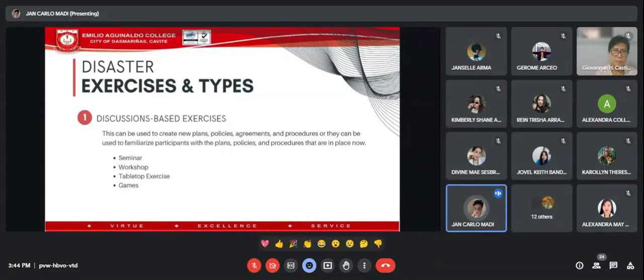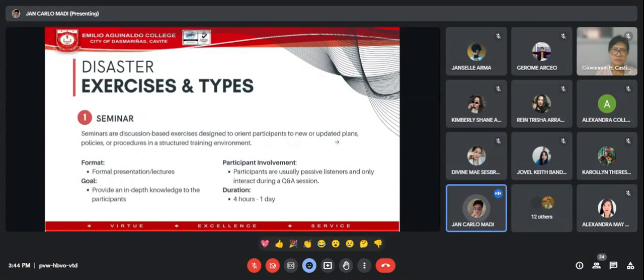So, yung unang discussion-based exercise po is yung seminar. So, ang seminar daw po is are discussion-based exercises designed to orient participants to new or updated plans, policies, or procedures in a structured training environment. So, yung format po nito is yung formal presentation po or lecture or yung parang ginagawa po natin ngayon kung saan meron po tayong passive listener lang po and nakikinig lang po sila without much interaction po. So, ang goal po nito is to provide an in-depth knowledge to the participant about their lesson po.